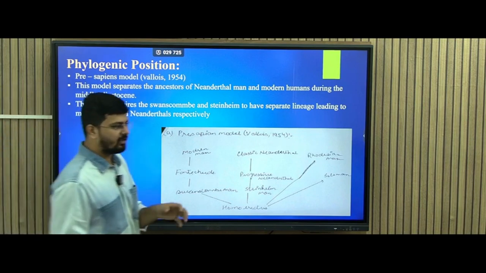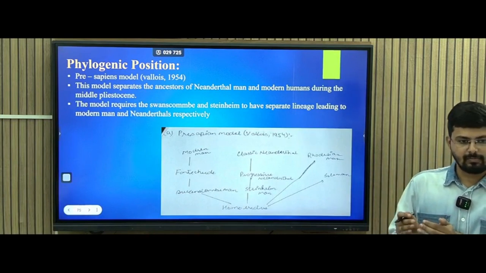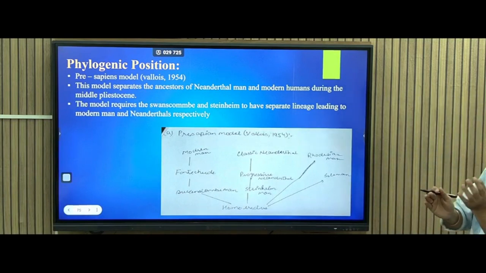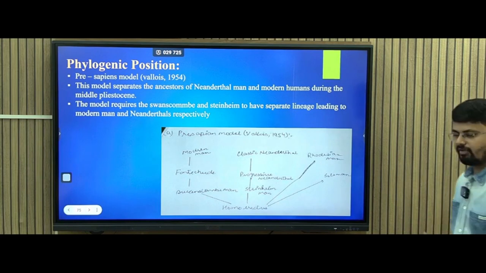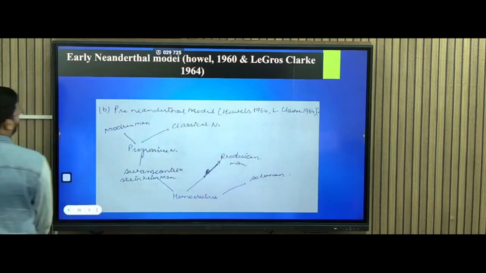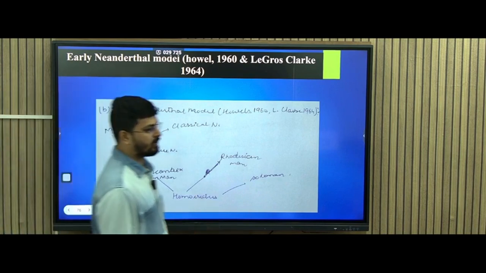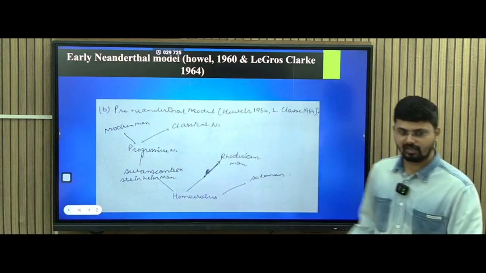They say that these are the two skulls which further evolved and separated from the Neanderthal, and from them the Homo sapiens have come. So this is the view. Did we accept this? No. Then you have the early Neanderthal model given by Clark and Howell. So what do they say? There is Homo erectus. From Homo erectus, different fossils have evolved.